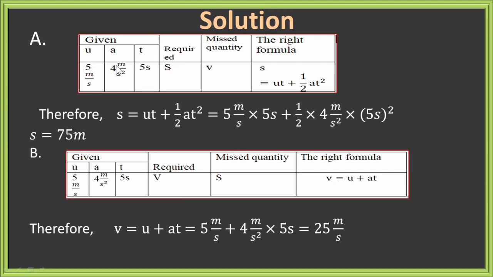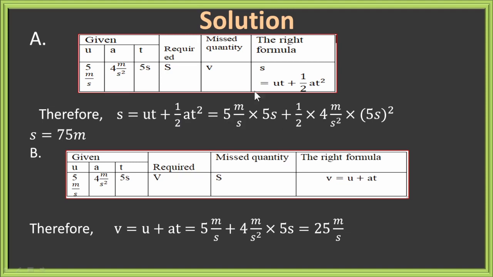From SWOT, S is the required quantity, U, A, T are given, and the missed quantity is V. So we need to choose the right formula in which V is missed. S equals U T plus 1 over 2 A T squared. It is a formula without V. So it is the right formula to find the solution for this first problem. Therefore, S is equal to U T plus 1 over 2 A T squared.